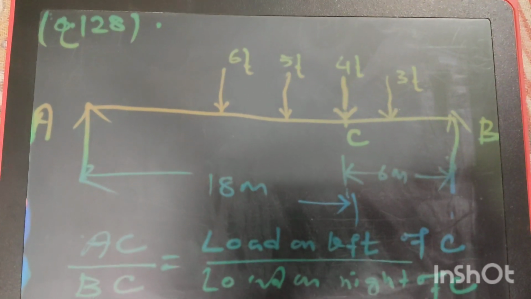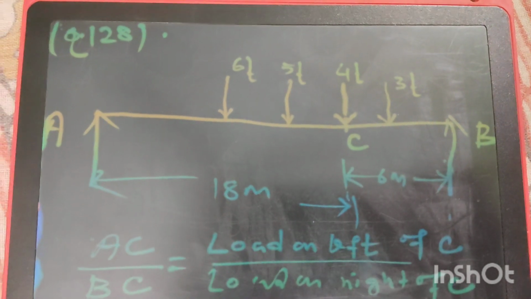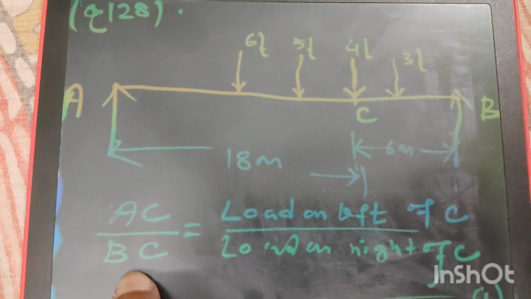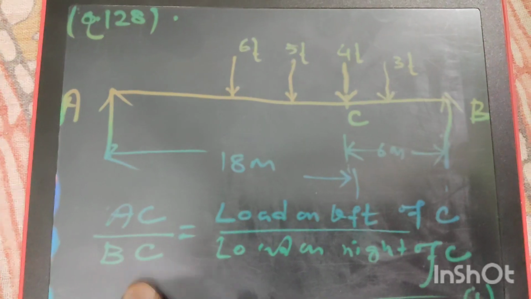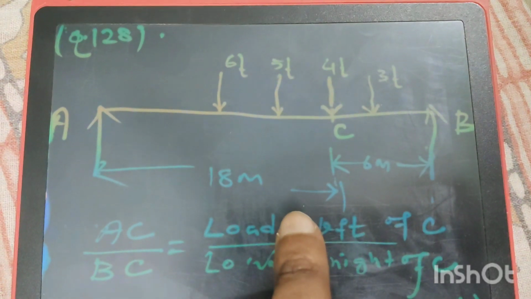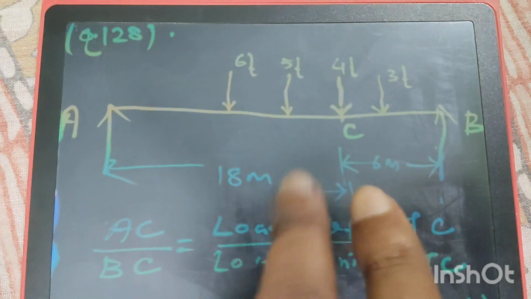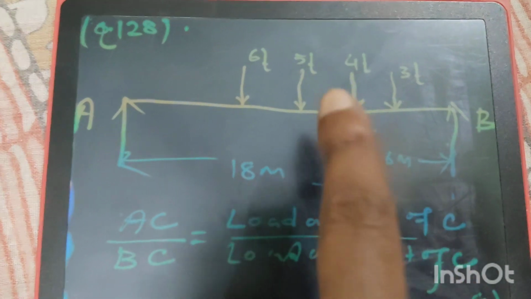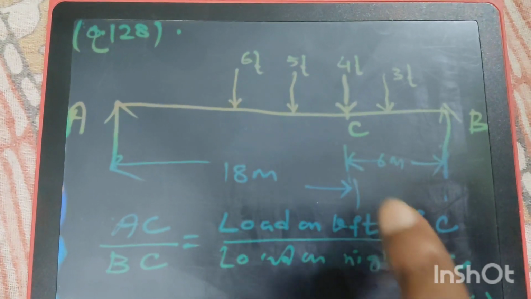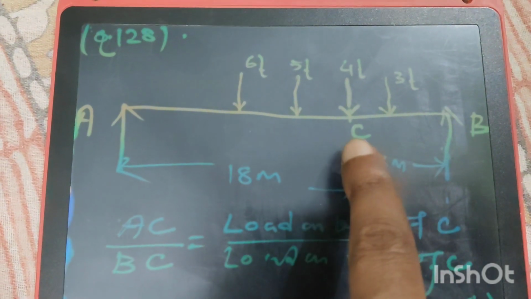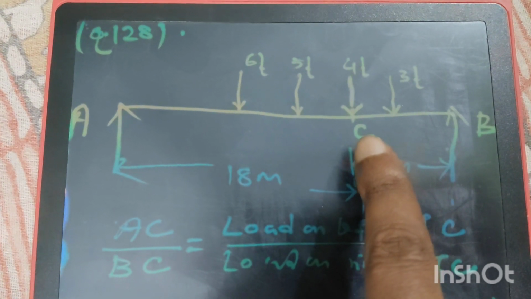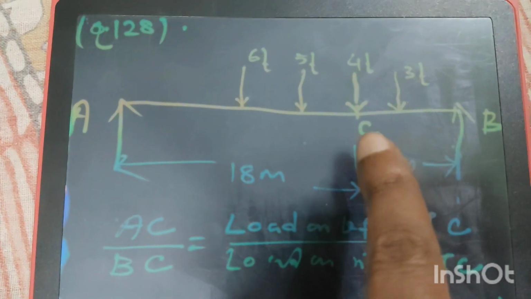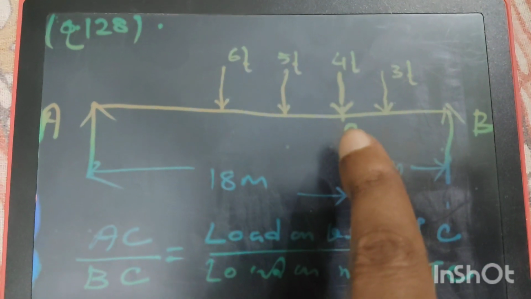So with respect to point C, we have to satisfy an equation, and the equation is AC by BC. That means the ratio of length AC by BC should be equal to the ratio of the loads, the ratio between the load on the left side of the point C and the load on the right side of the point C. So on the left side of point C, the loads are 6 ton and 5 ton, that means 11 ton, and on the right side of the point C, only the load is 3 ton.